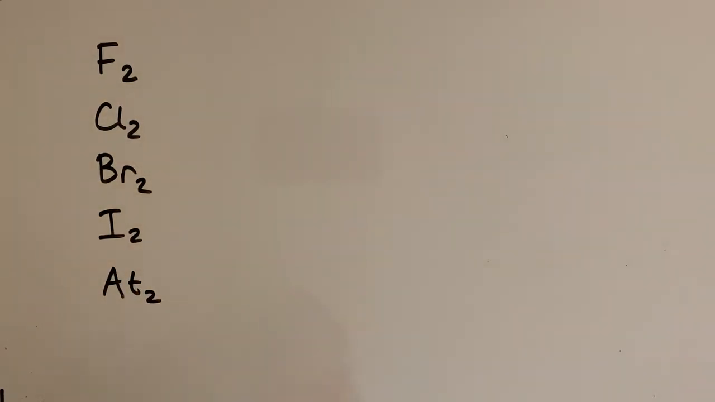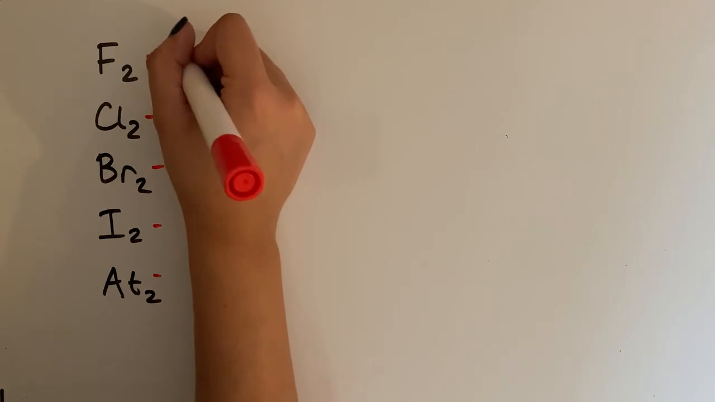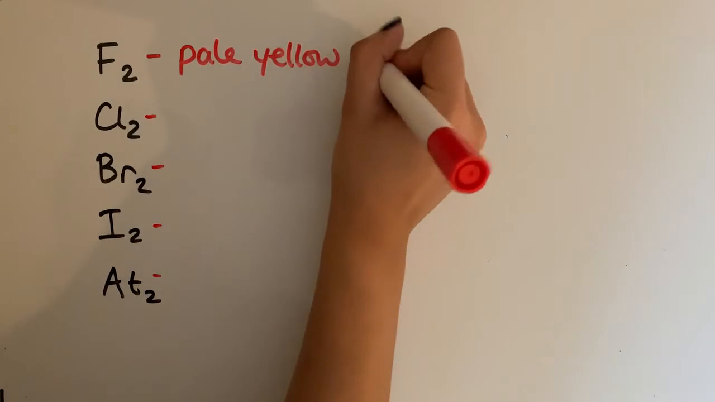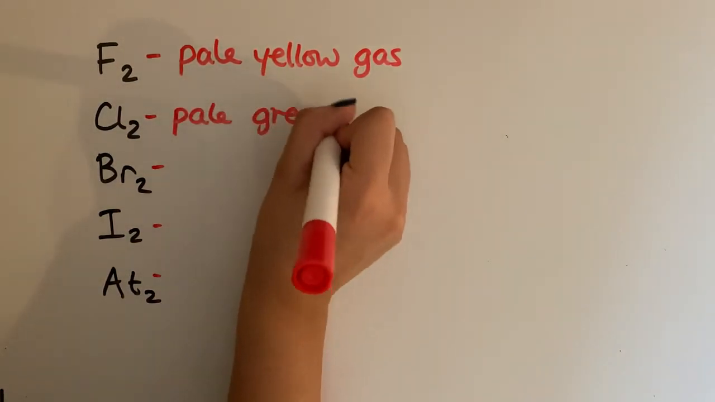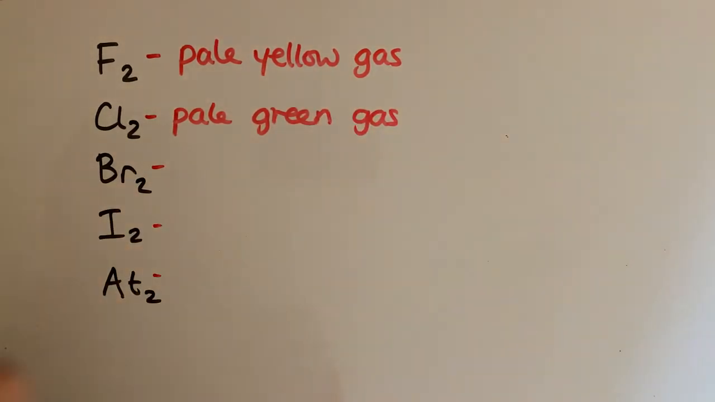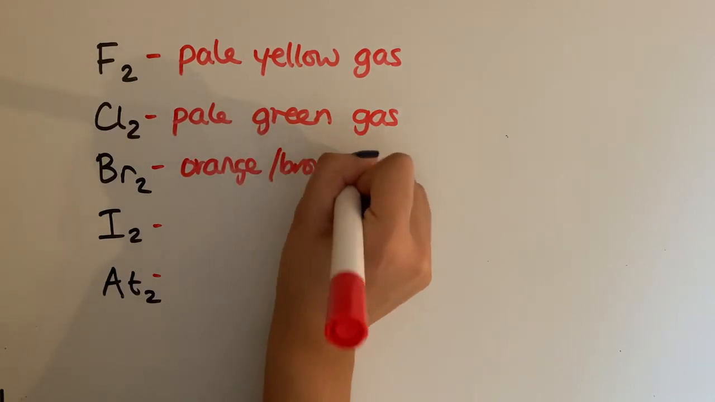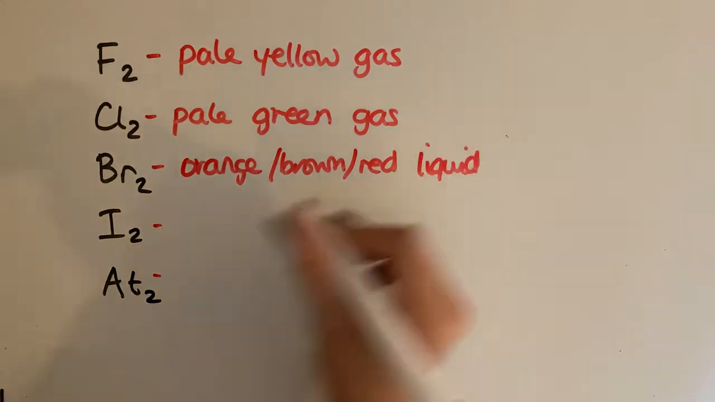The first thing we're going to do is look at the boiling point trend as we go down the group. So we need to know what state these are all found in. Fluorine at room temperature is found as a pale yellow gas. Chlorine is a pale green gas at room temperature. Bromine is orange, brown, or red.